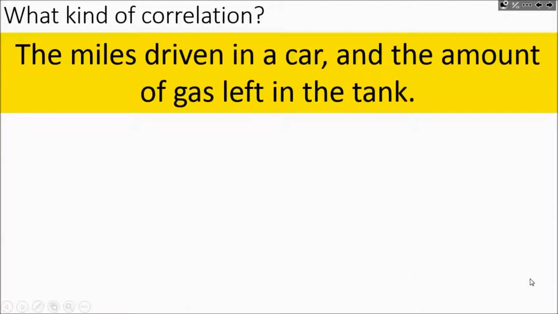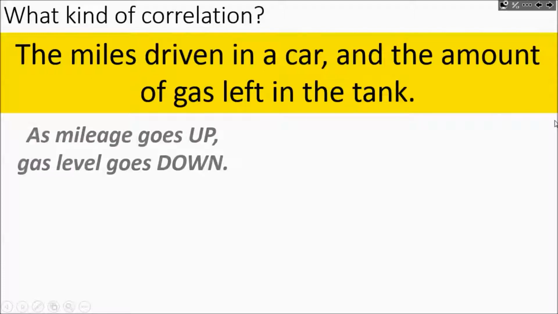The miles driven in a car and the amount of gas left in the tank. Now, a minute ago, we talked about miles and gas used. They've changed the wording around a little bit. This is where you need to read real carefully. As you keep driving more miles in a car, the gas level on your tank, if you're looking at your gas meter in your car, the gas meter drops, showing that you have less gas in the tank. So as your mileage goes up, the gas level goes down.